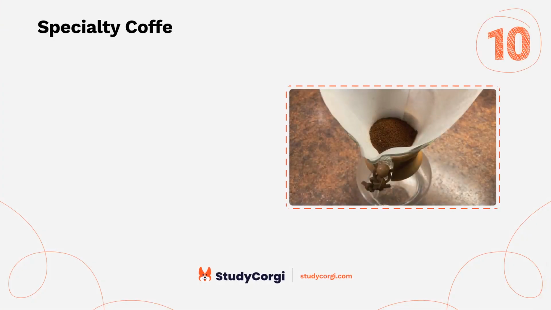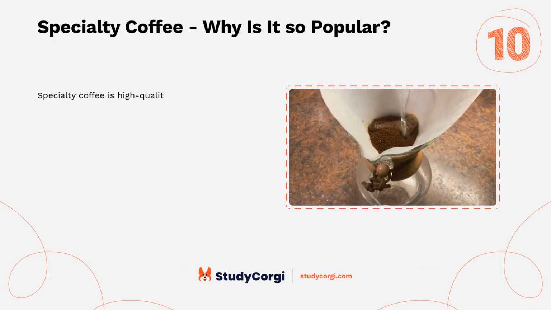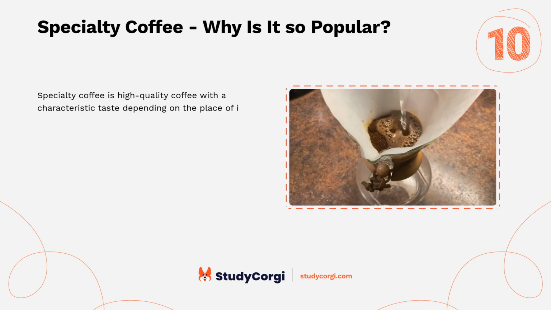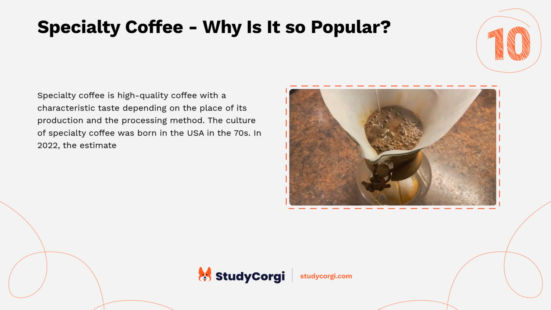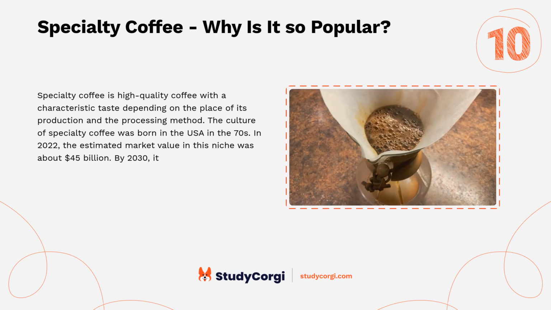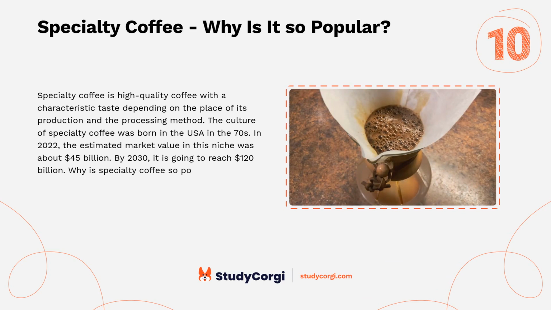Specialty coffee, why is it so popular? Specialty coffee is high-quality coffee with a characteristic taste depending on the place of its production and the processing method. The culture of specialty coffee was born in the USA in the 70s. In 2022, the estimated market value in this niche was about $45 billion. By 2030, it is going to reach $120 billion. Why is specialty coffee so popular? What is its impact on the coffee industry? Discuss these questions in your paper.